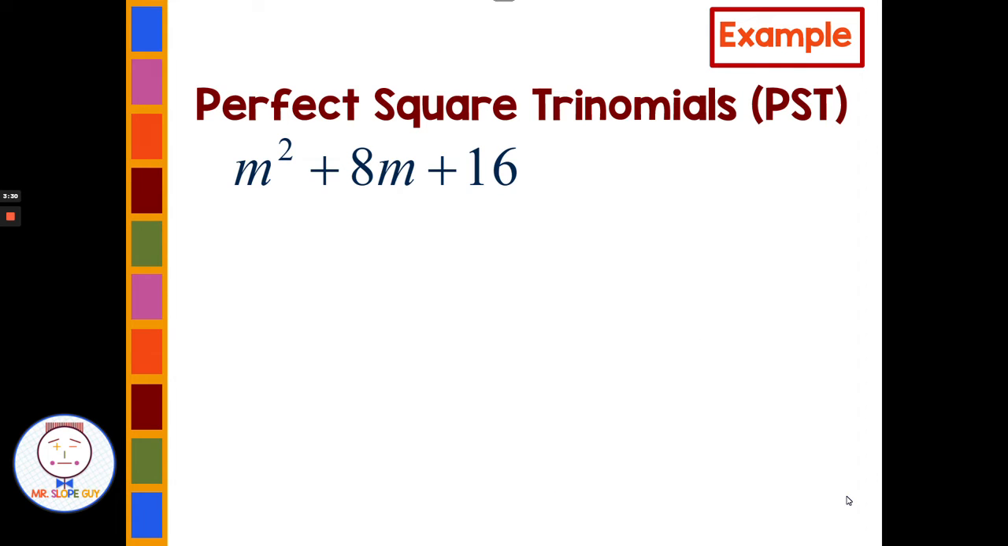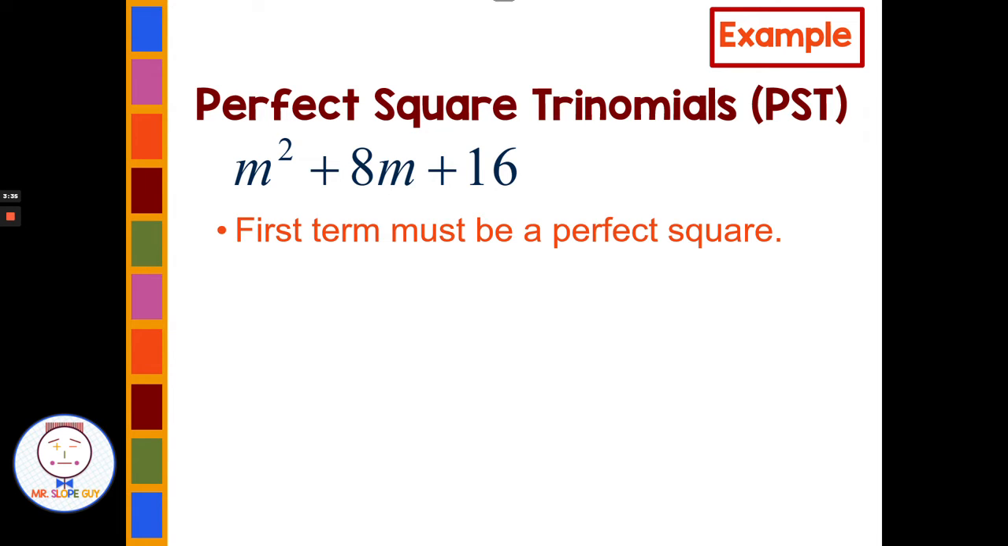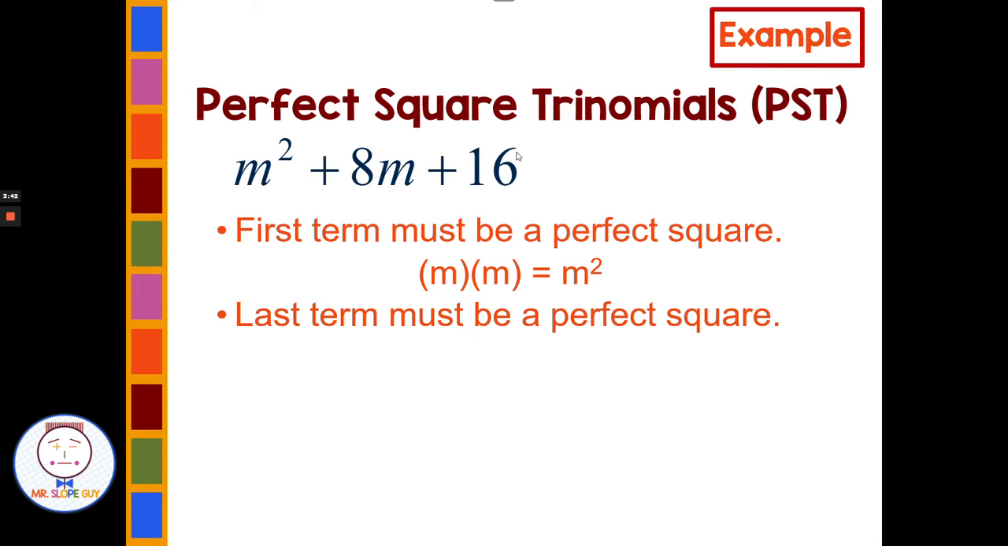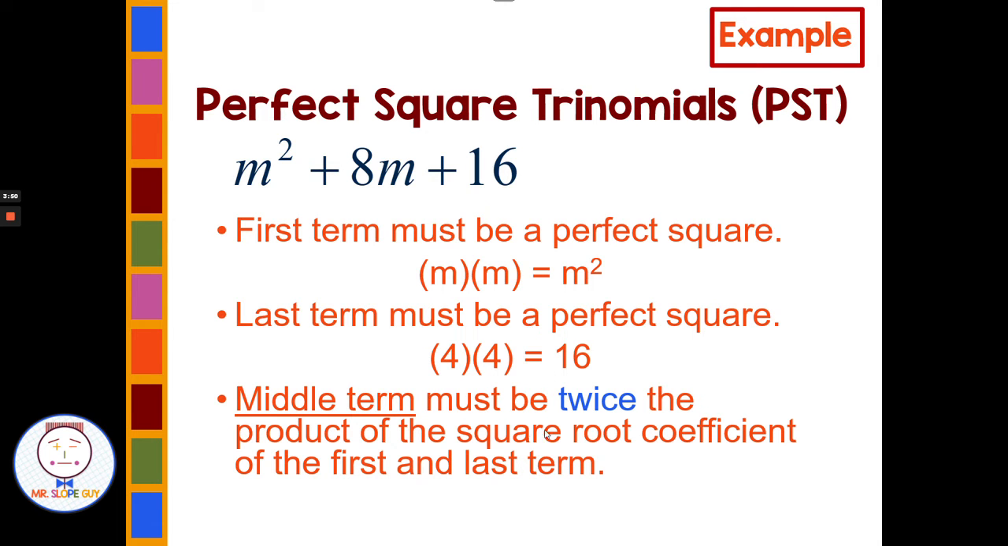All right, let's look at a new example. M squared plus 8m plus 16. We have a trinomial. The first term must be a perfect square, and m squared is m times m. The last term must be a perfect square. 16 is 4 times 4. And then we have to check that middle term. Checking that middle term would be twice the product of the square root coefficient of the first and last term. All right, square root of 1 is 1. Square root of 16 is 4. 1 times 4 is 4. Doubled is 8. So the middle term works out fine. So we have a perfect square trinomial.